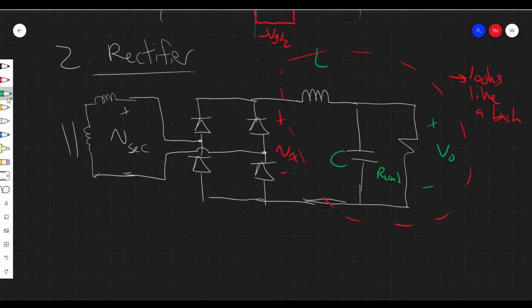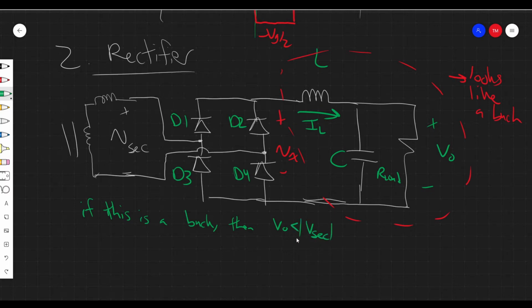Well, let's label these. So we'll have D1. We'll label the diodes D2, D3, D4, and we'll think about what happens when V secondary is positive and when it's negative. Coming back to the idea that this looks like a buck, what we can note is that V out is going to be less than whatever V secondary is, right? Because that's what a buck does, right? It steps down voltages. So if this is a buck, then V out is going to be less than V secondary, right? Let's just think about the magnitudes, the peaks of these voltages, right?